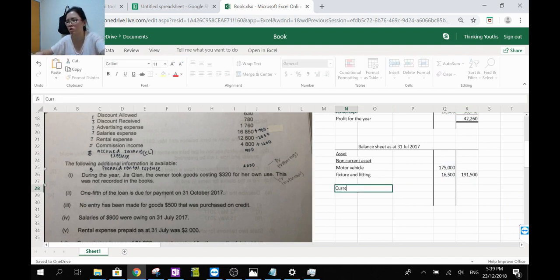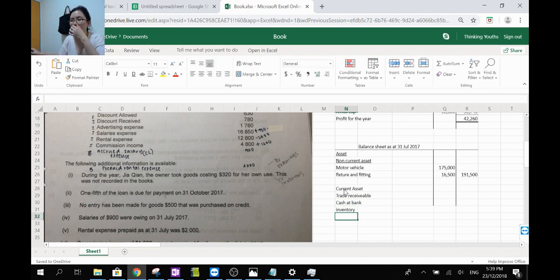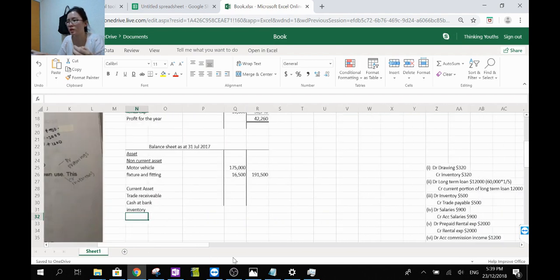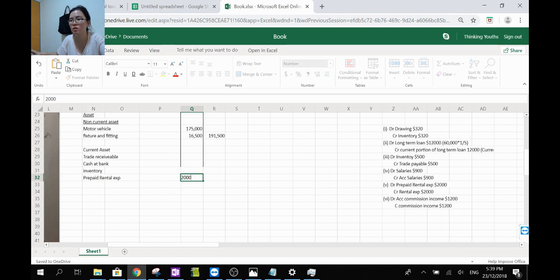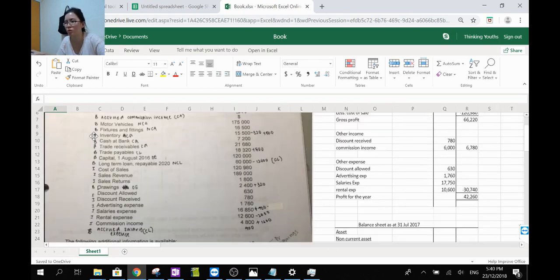Next one, current assets. Okay, we have trade receivable, cash at bank, inventory, next is just now we have discussed the double entry for some items. So we will have a prepaid rental expense, okay, 2,000, and we have an accrued commission income is 1,200. Okay, the first three items will refer to the question.